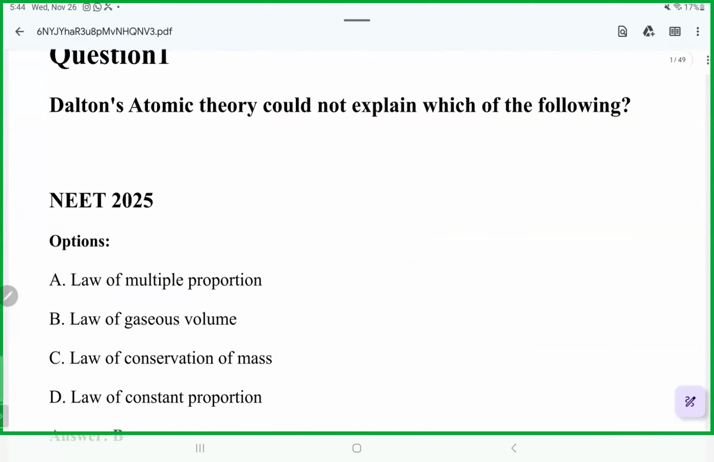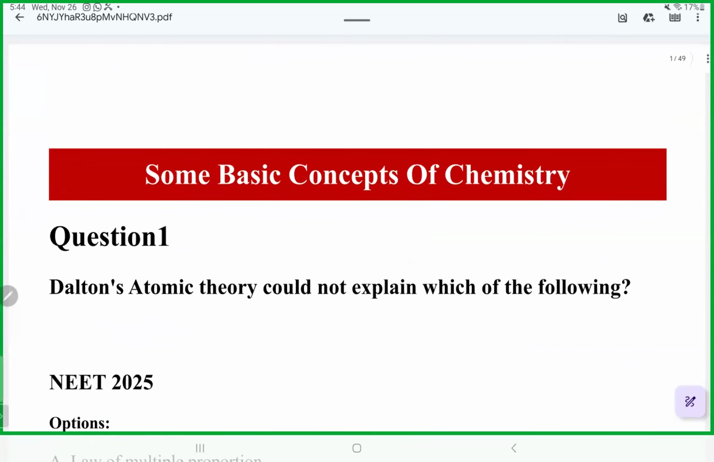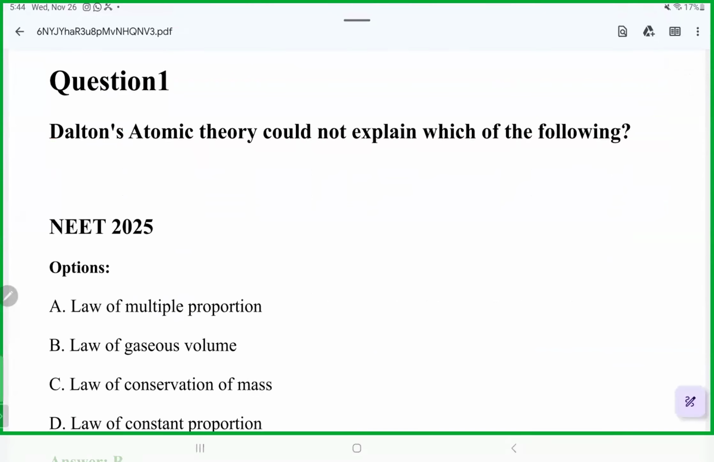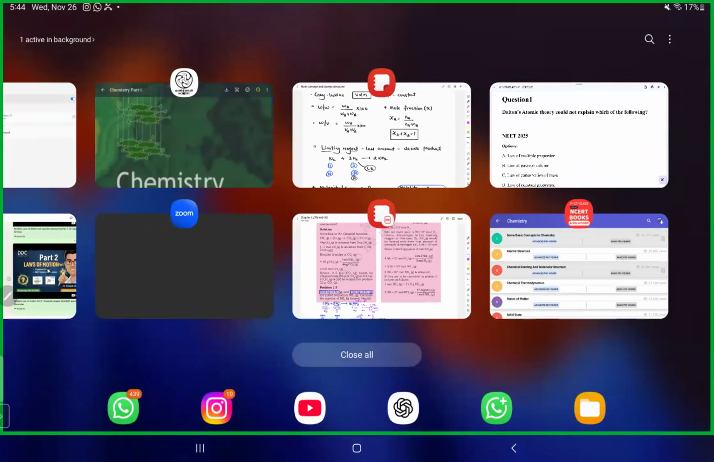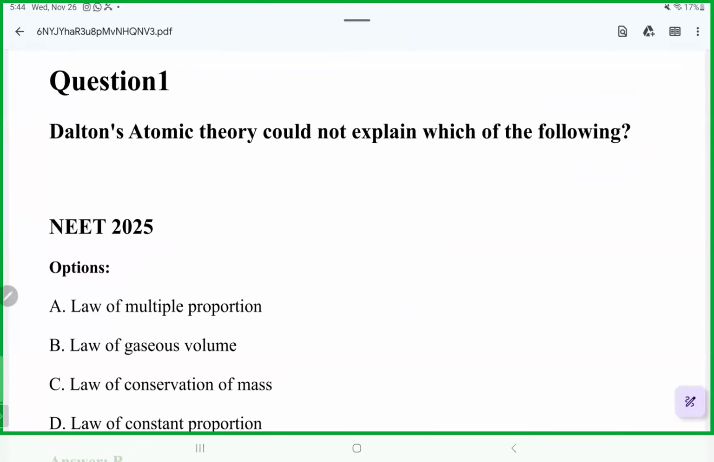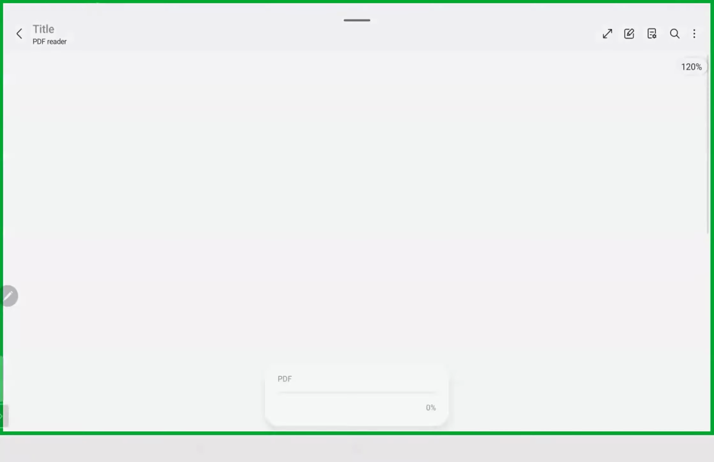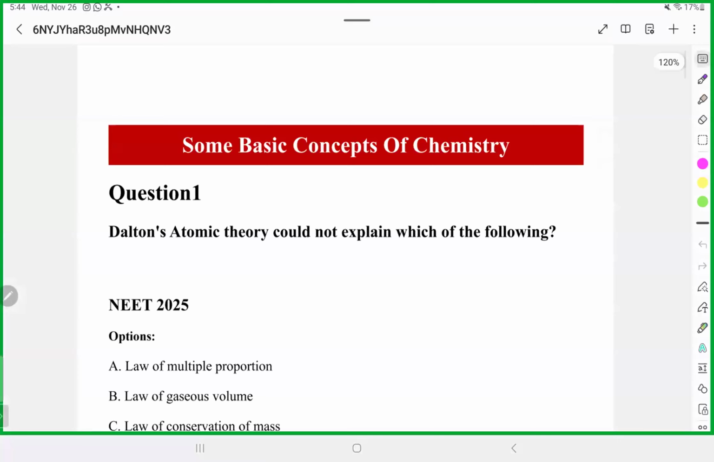See here, in 2025 they asked a really good question. Dalton atomic, yeah, this NCERT will go, no problem. We'll save this PDF. And so, Dalton atomic theory could not explain which of the following things. What is your answer, guys?